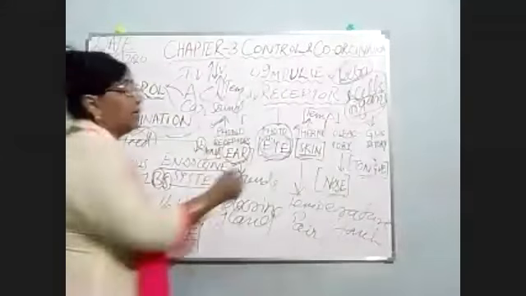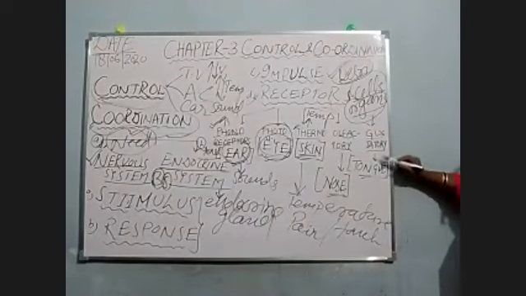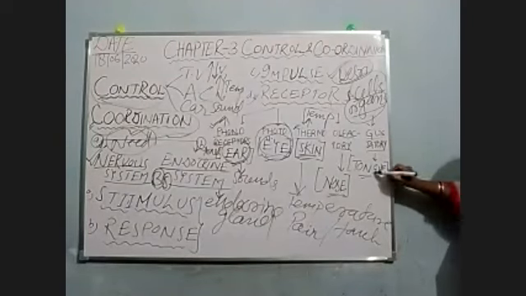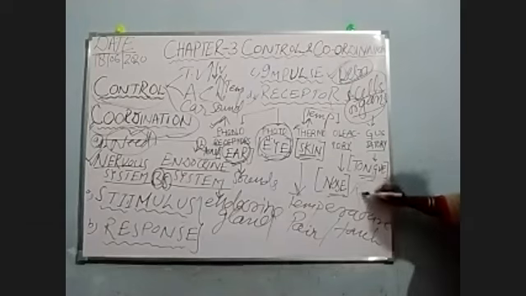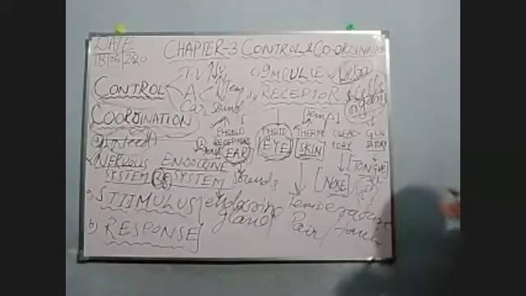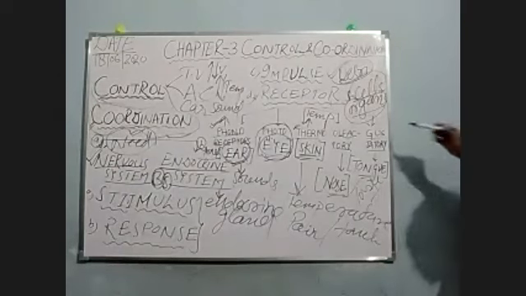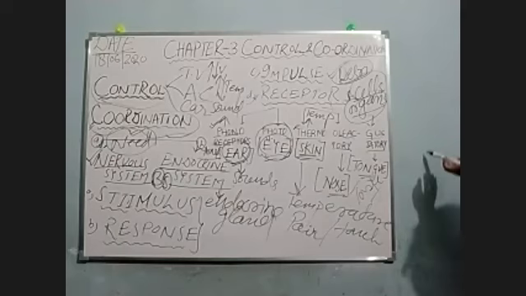The last one is gustatory receptors. They are present in the tongue and help you detect taste. With the help of these receptors, you feel the different types of taste, whether it is sweet, salty or sour. All these things happen with the help of the gustatory receptors. So these are the 5 receptors.